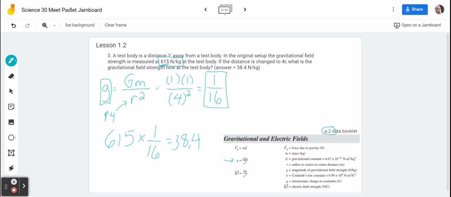And if you're not sure what the unit should be, this is just g that we're finding, a new g, and we can always look that up here in our data booklet. And there is the unit, newtons per kilogram. If you ever forget your units, they're always in the data booklet.